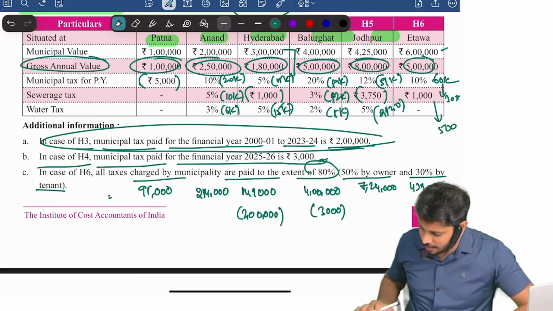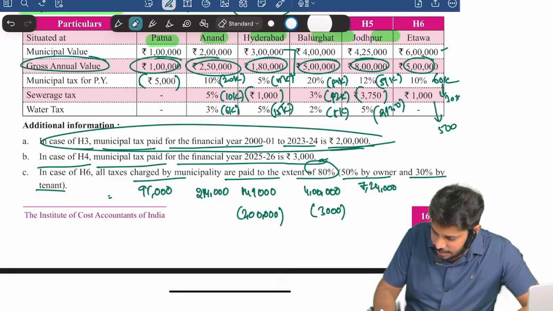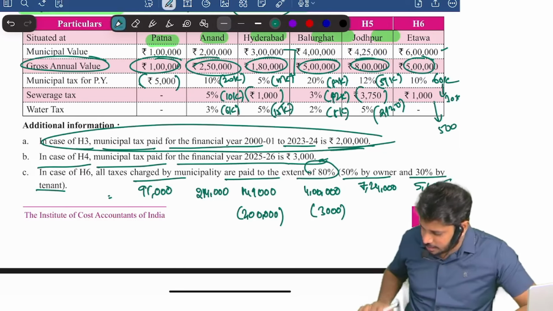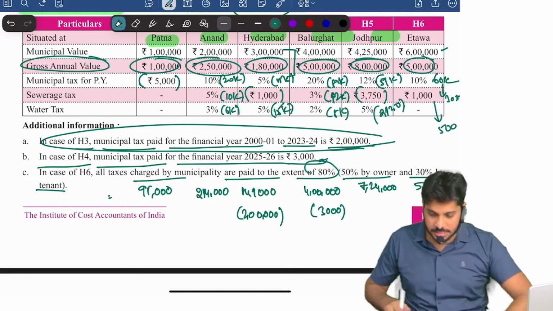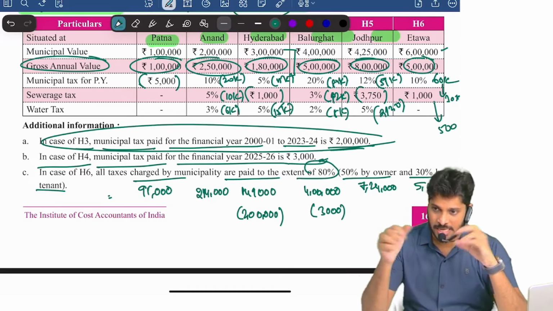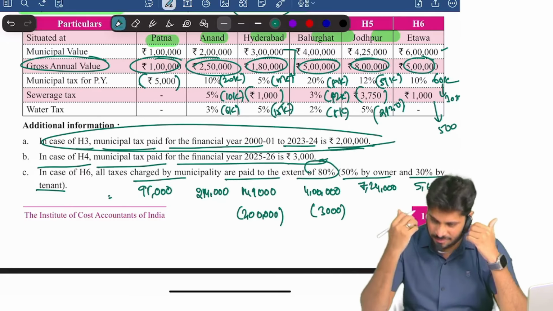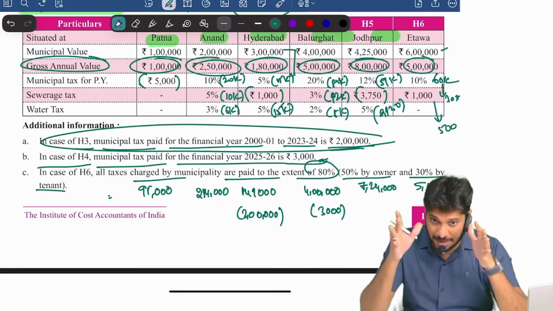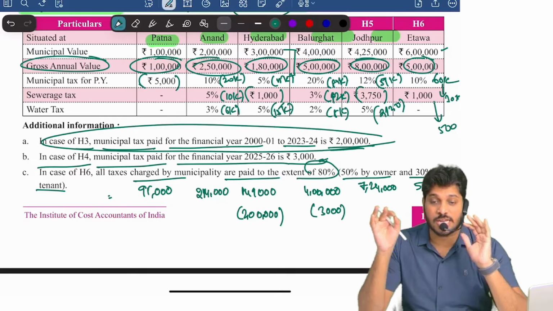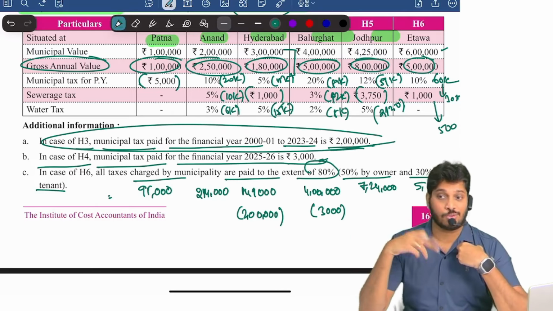Once again you calculate 6 lakhs minus 30,000 minus 500 is equal to 5 lakh 69,500, correct? For house number 6, out of the total municipal tax, 80% only paid. 50 is paid by owner, 30 paid by tenant. How much tenant paid? Irrelevant. Owner paid how much? Only relevant.